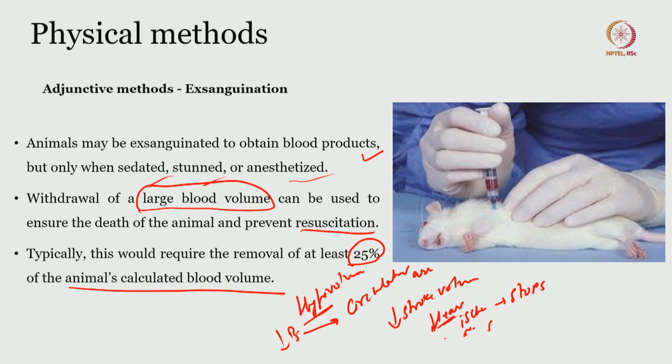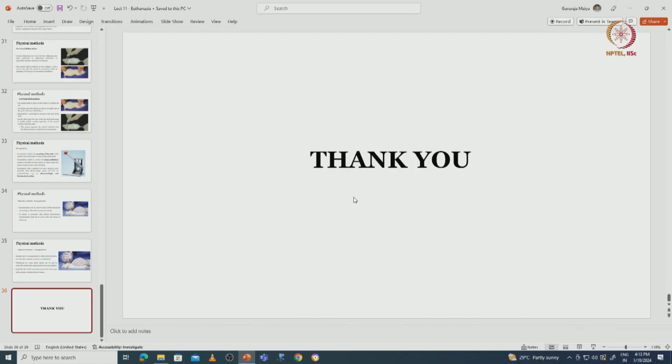So that ends today's session. We have covered all the various techniques of euthanasia. We have gone through different methods, the advantages and disadvantages, and we have gone through in detail about carbon dioxide asphyxiation, which is the most preferred method of euthanasia.